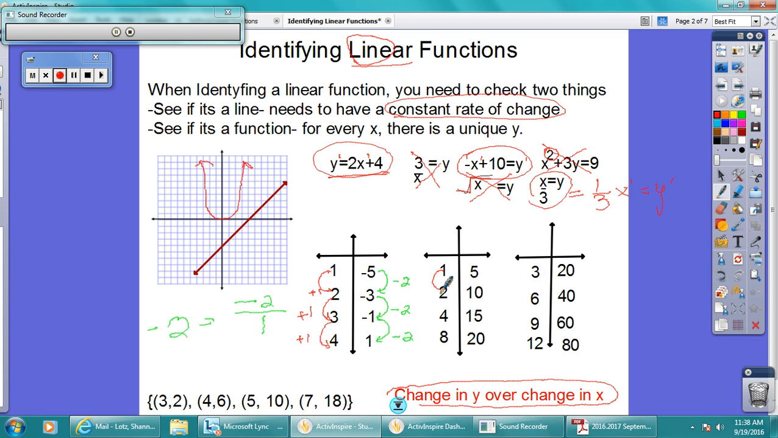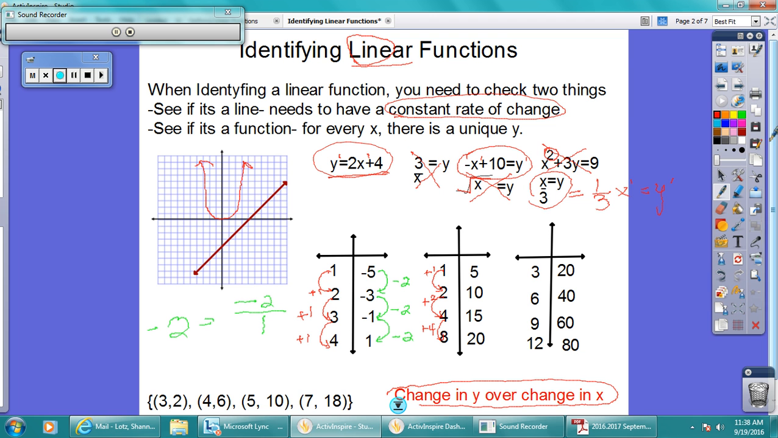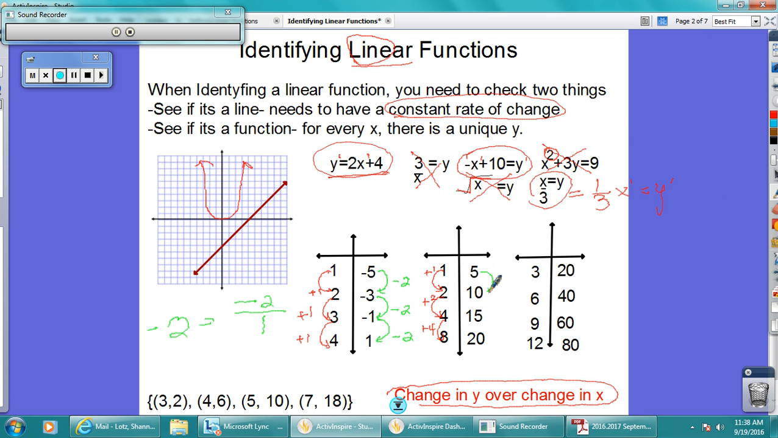From 1 to 2, we're going +1. From 2 to 4, we're going +2. From 4 to 8, we're going +4. Okay? These are not constant. Now let's look at our y's. From here, we're going +5. We're going here, +5. We're going here, +5.